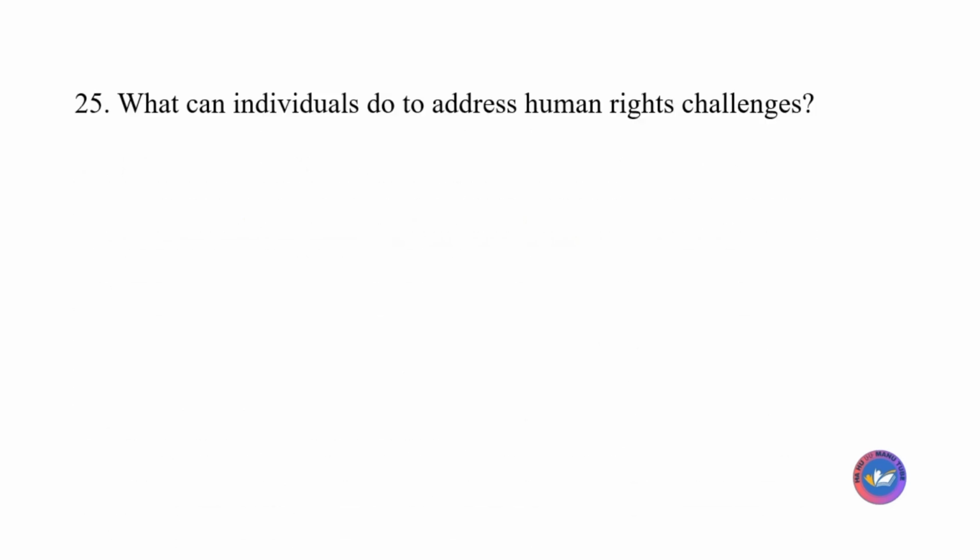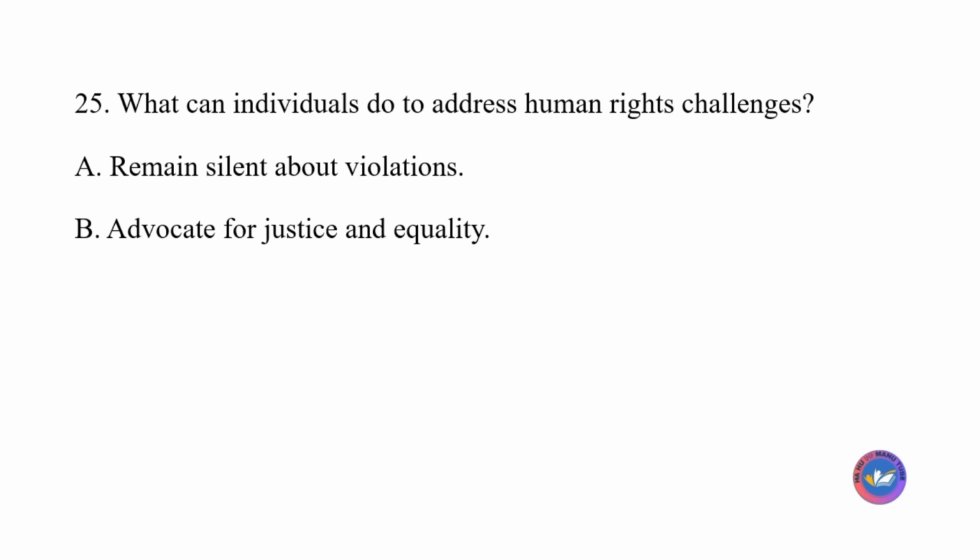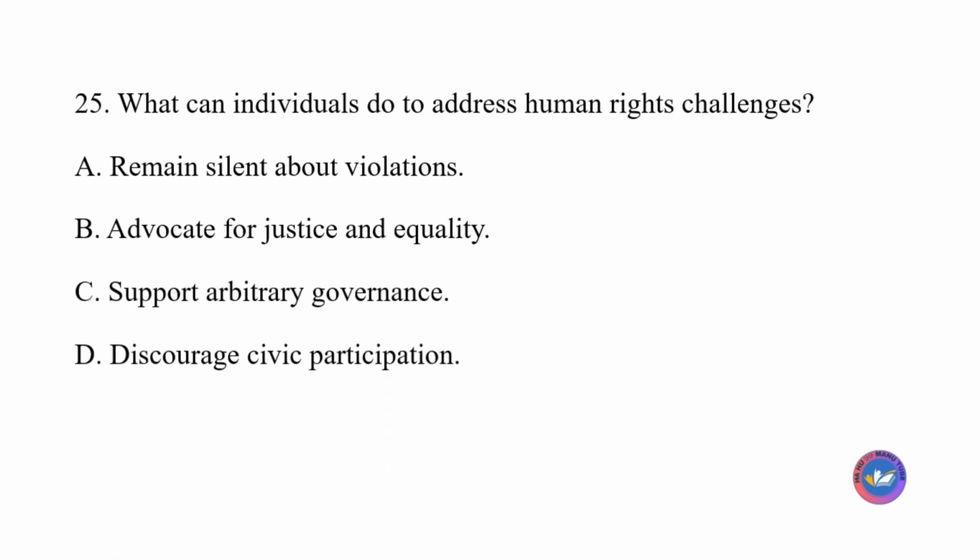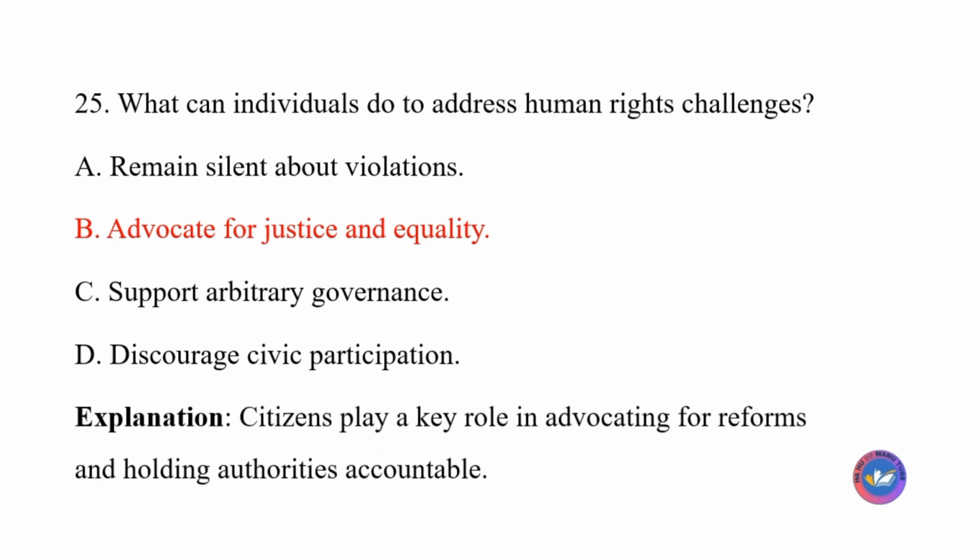Question number 25. What can individuals do to address human rights challenges? A. Remain silent about violations. B. Advocate for justice and equality. C. Support arbitrary governance. D. Discourage civic participation. The answer is advocate for justice and equality. Citizens play a key role in advocating for reforms and holding authorities accountable.